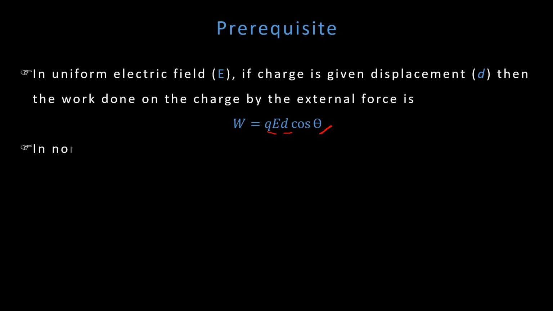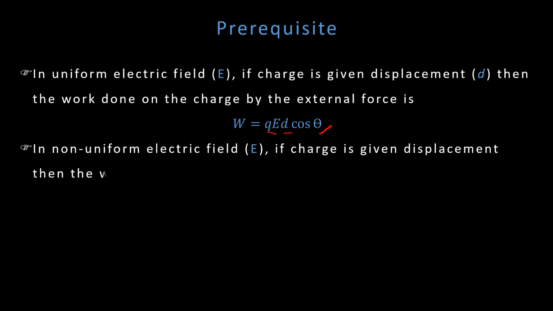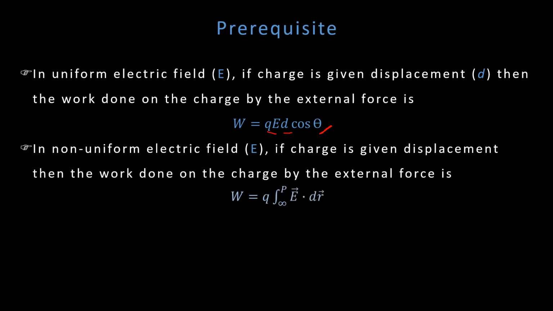If it is a non-uniform electric field, then work done to move charge can be given as Q times the integration of electric field over displacement from infinity to point P. Not necessary that it is from infinity to point P. It can be from point A to point B, or B to A. It can be between any 2 points.